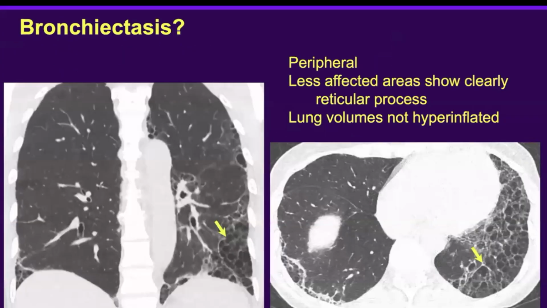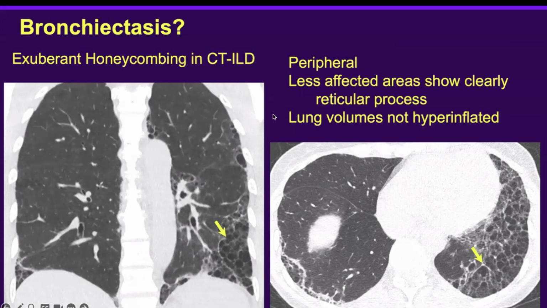Now, this is another case in which we can question if this is primarily bronchiectasis or is this fibrotic lung disease. Notice how in the less affected areas, there clearly is a reticular process. It's subpleural, it's peripheral in distribution. And then there are these numerous cystic areas that could appear to be bronchiectatic, but this is something that we've seen in patients with connective tissue-related ILD, exuberant honeycombing that actually exceeds the degree of reticulation and ground glass that we typically observe in patients with pulmonary fibrosis. So this is the exuberant honeycombing sign seen in patients with connective tissue-related ILD.